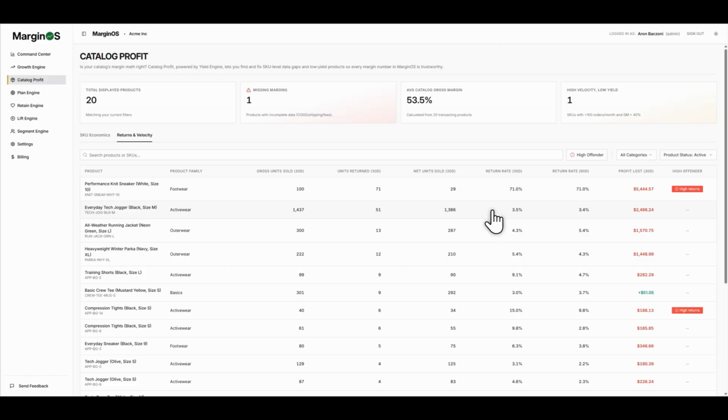Which SKUs are quietly killing our margin with returns? Growth Engine might say paid search has 18% revenue returned. This view says it's actually these three SKUs inside shoes causing it.